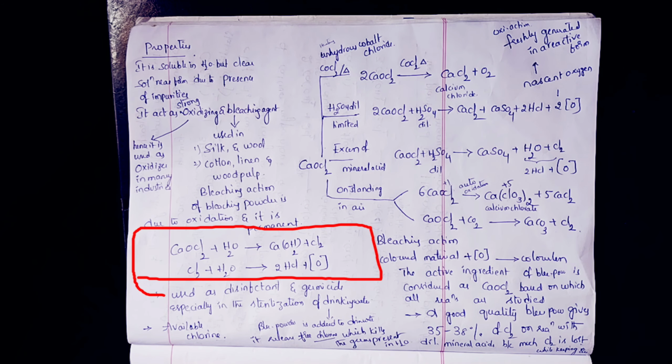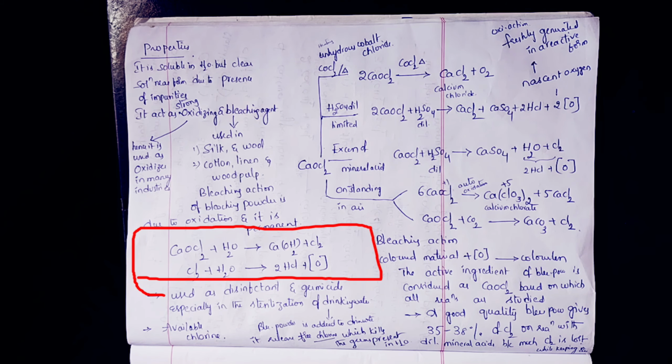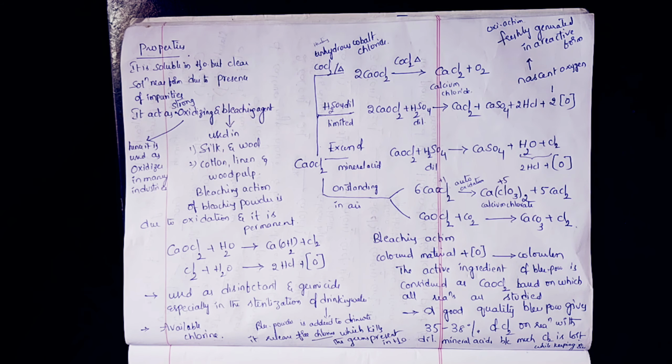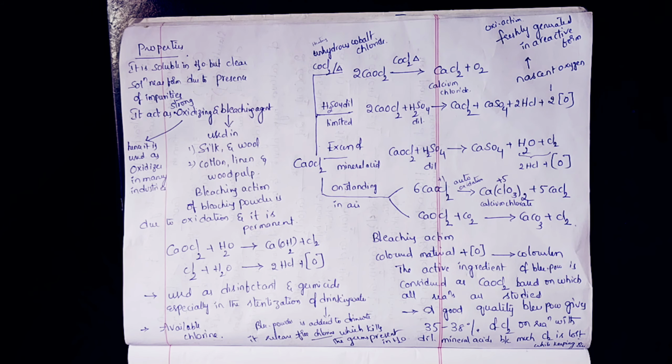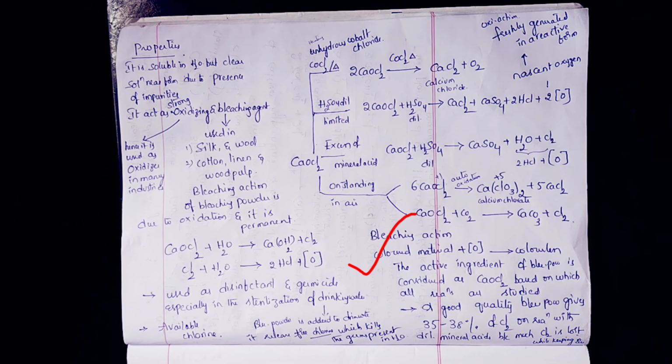Bleaching powder reacts with water. It gives calcium hydroxide and liberates chlorine. This chlorine again reacts with water. It gives HCl and produces nascent oxygen. The bleaching action of bleaching powder is that it changes colored material into colorless.